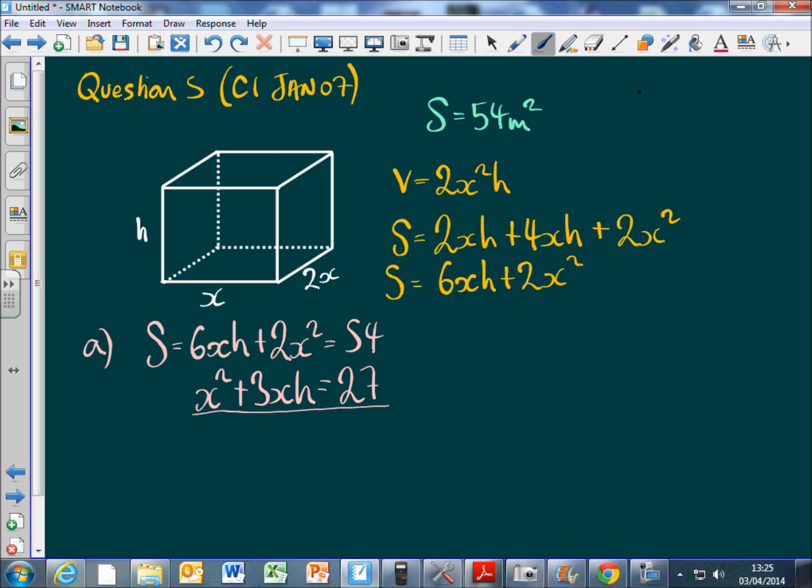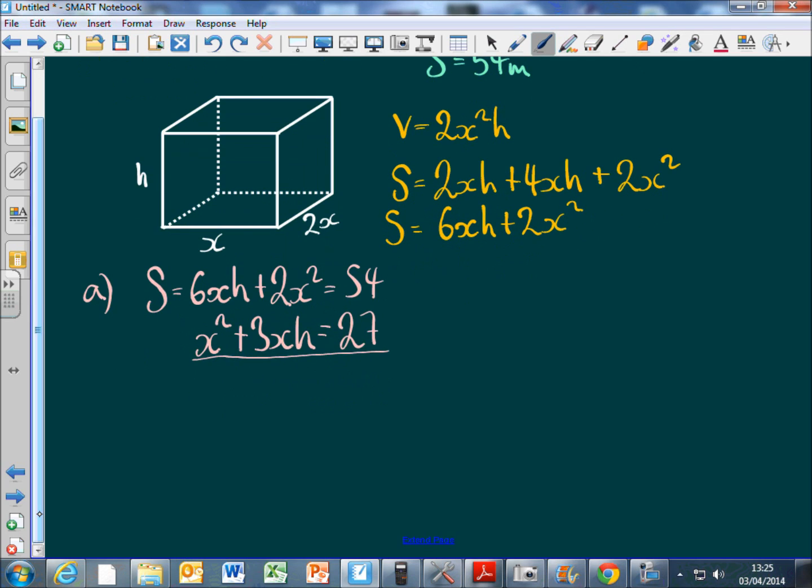Next question says, can you express h in terms of x? Can I write down h equals and then only have x and numbers around that? Can someone do that for me? Is this you again, Ellie? Okay, go on.